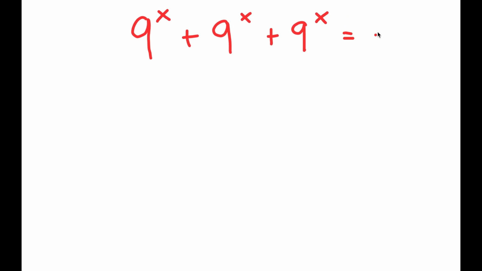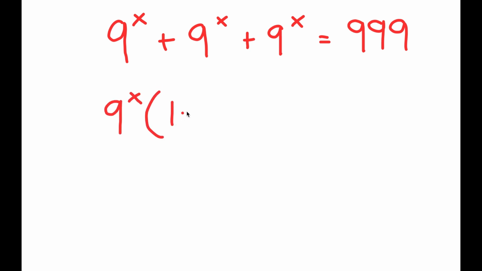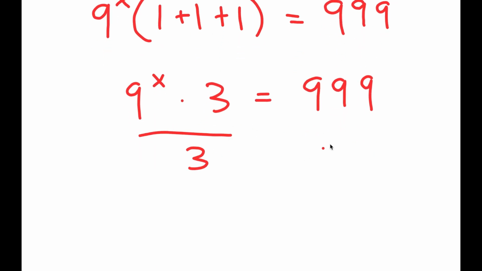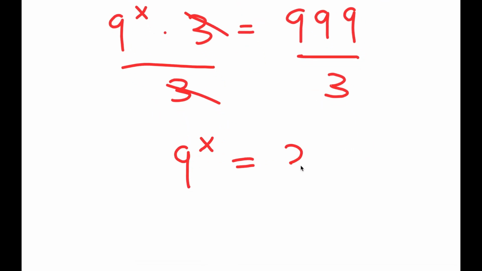Alright, so in this video, I'm going to solve the equation 9 to the power of x plus 9 to the power of x plus 9 to the power of x is equal to 999. So to solve this, I'm going to first start by factoring out 9 to the power of x from the left-hand side. So I get 9 to the power of x times 1 plus 1 plus 1 is equal to 999. And 1 plus 1 plus 1 is 3, so I get 9 to the power of x times 3 is equal to 999. Now from here, I'm going to divide both sides by 3, so these two cancel out, and I get 9 to the power of x is equal to 333.